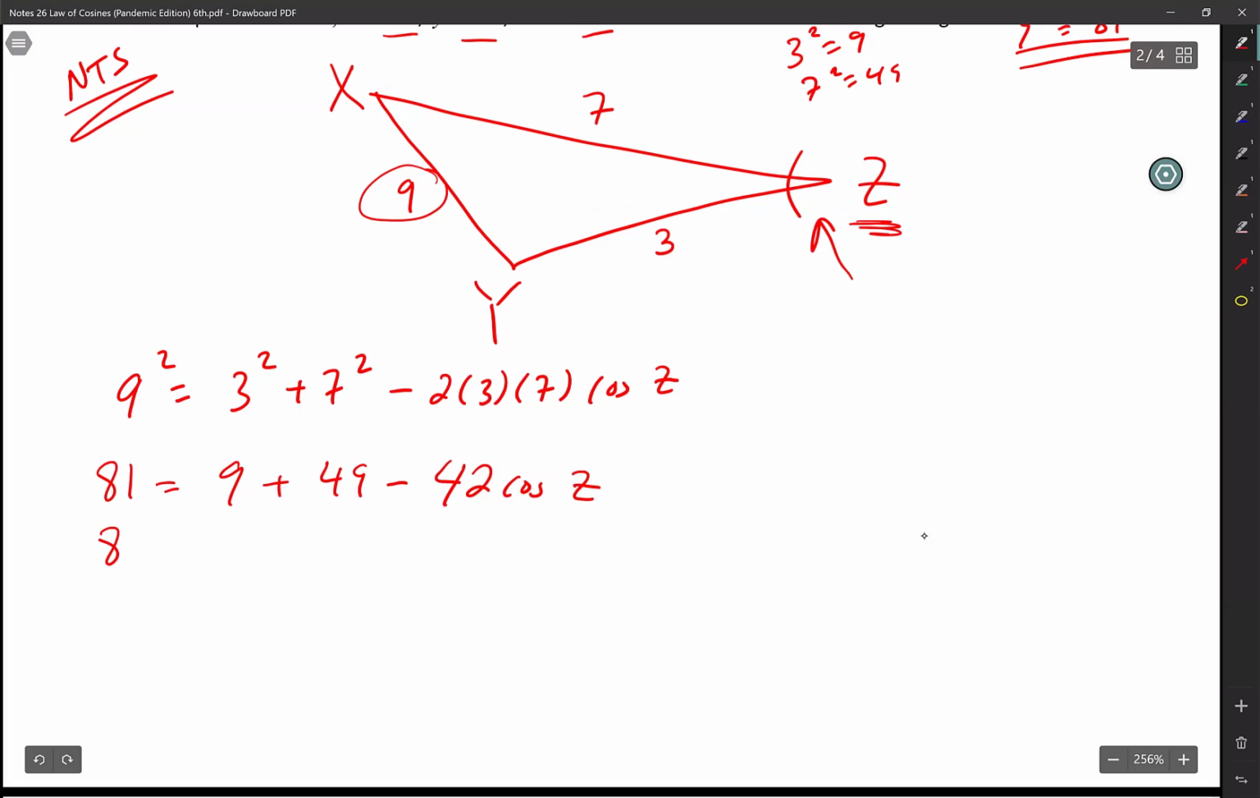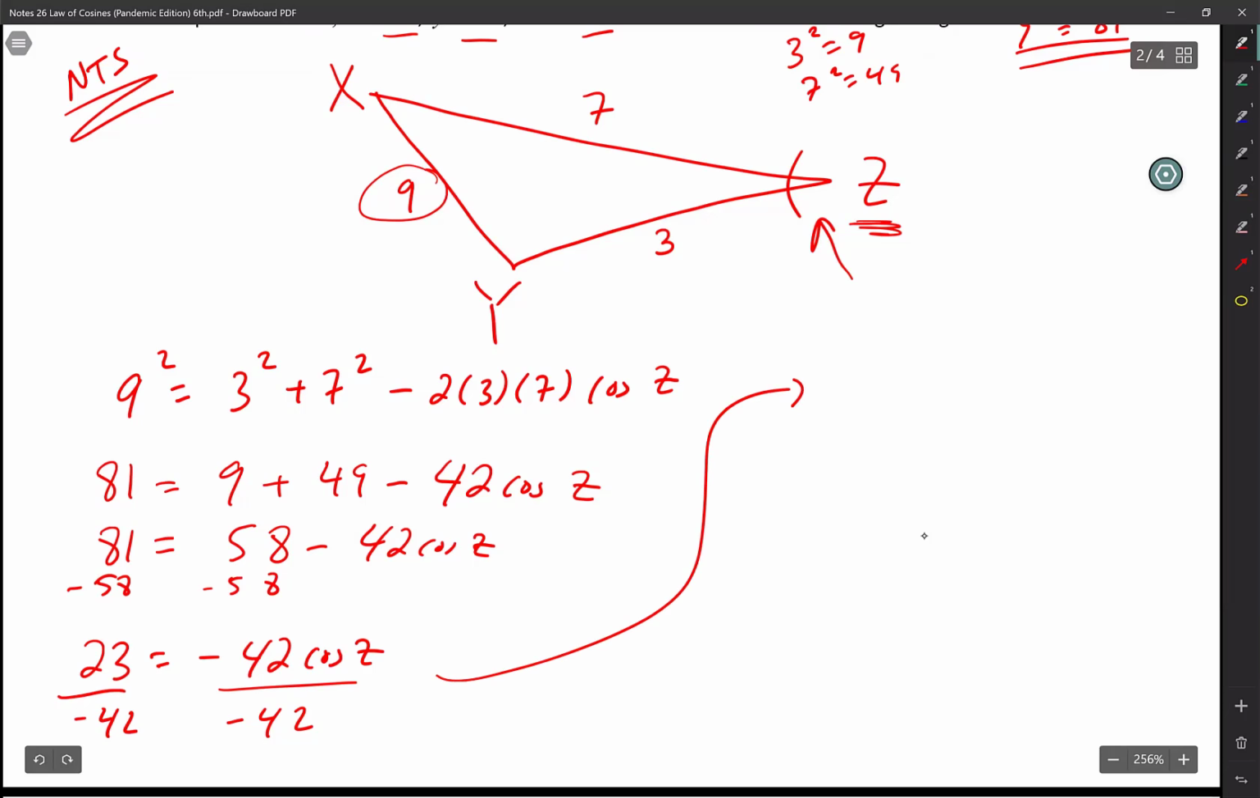And make sure not to do any algebra mistakes, guys. 49 plus 9, that's 58, minus 42 cosine Z. Subtract the 58, so 81 minus 58. 58, 68, 78, 79, 80, 81. That's 23. So 23 equals negative 42 cosine Z. And we're almost there, guys. Divide both sides by negative 42.